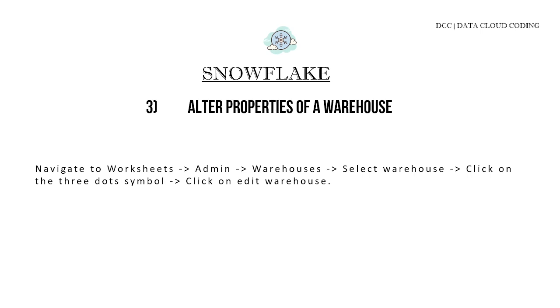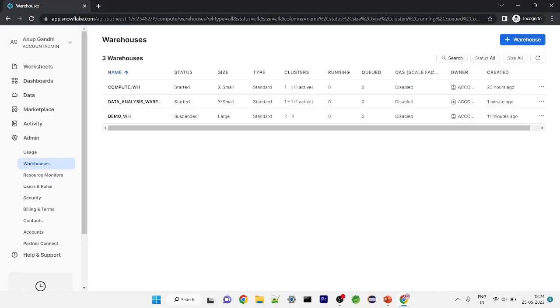Now let's see how we can alter the properties of a warehouse. Let's suppose I want to take this data analysis warehouse and give it the size of large. Right now the size is extra small and I want this warehouse to have the size large. And also right now this is a normal warehouse. I want to enable the multi-clustering feature for this warehouse. So how can we do that?